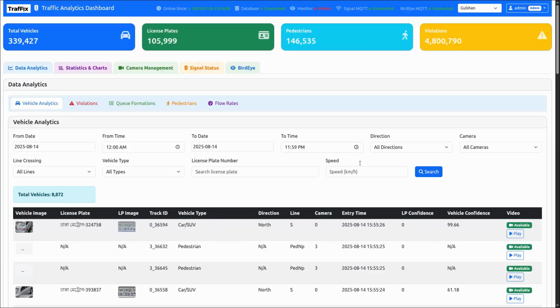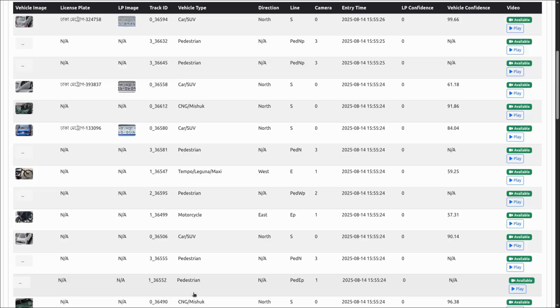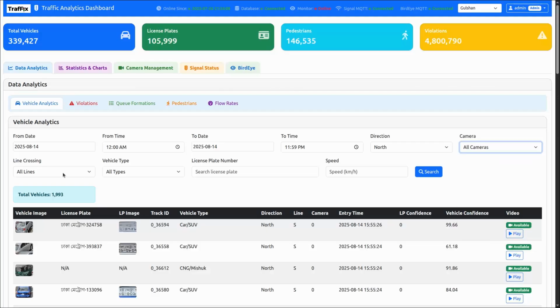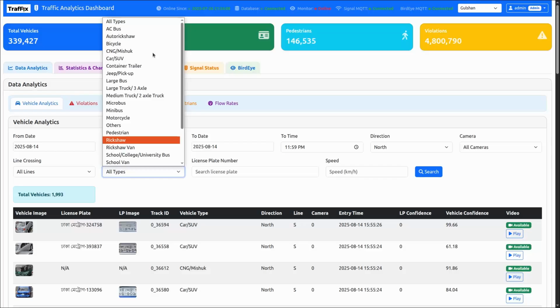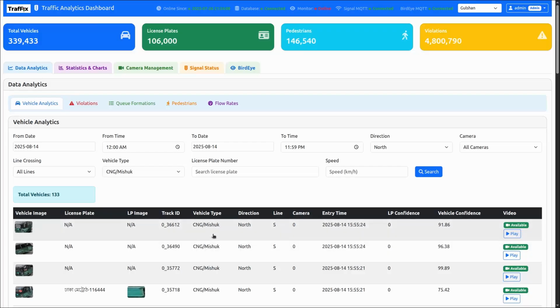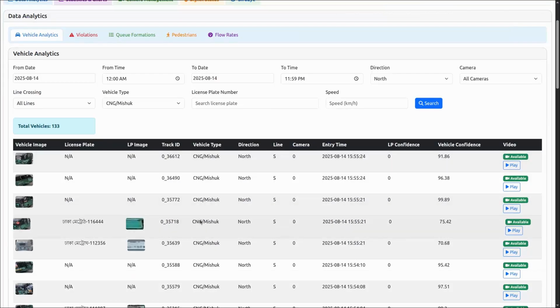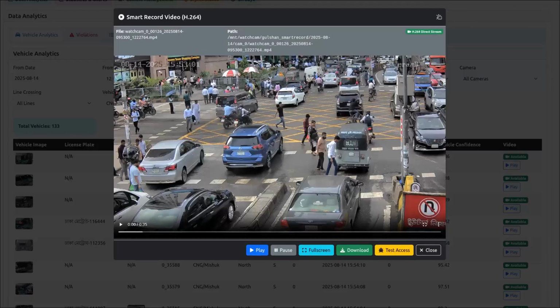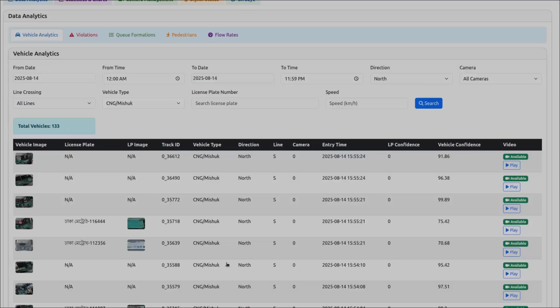Now here on the dashboard, those vehicles become searchable, quantifiable, and insightful. If we filter by direction and a particular type of vehicle, we will instantly get the quantity figure of how many CNG moved within that date and time range, and also get their detailed video records as well.